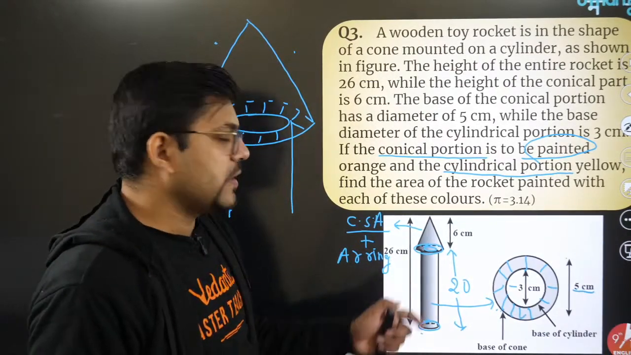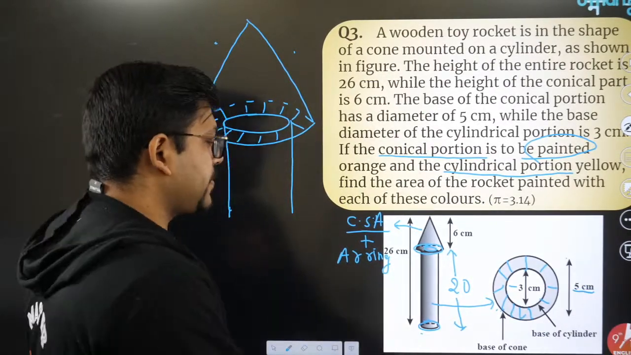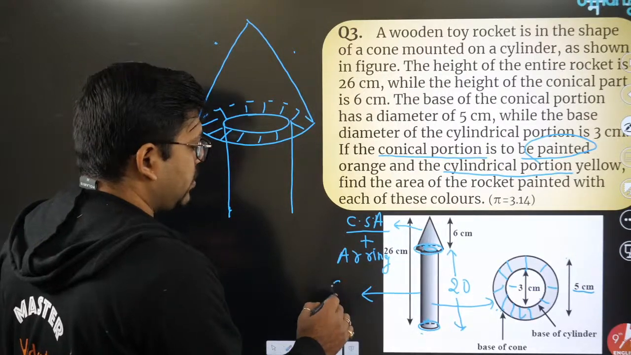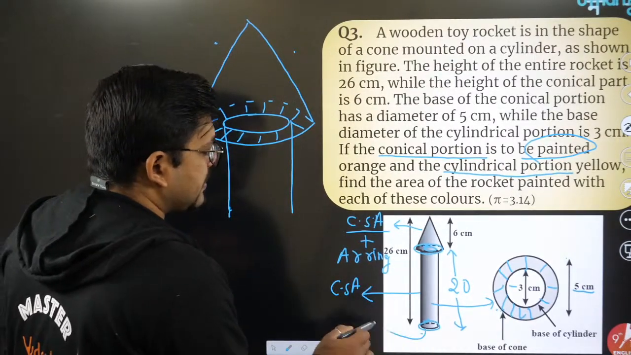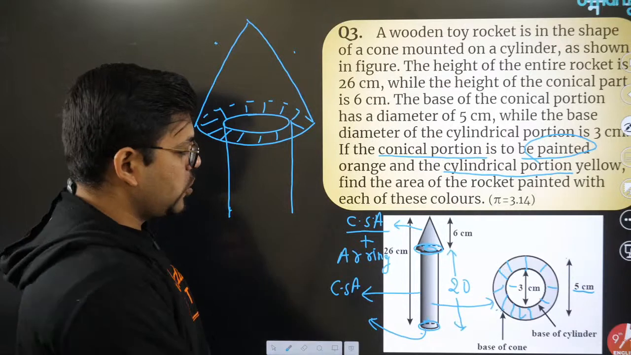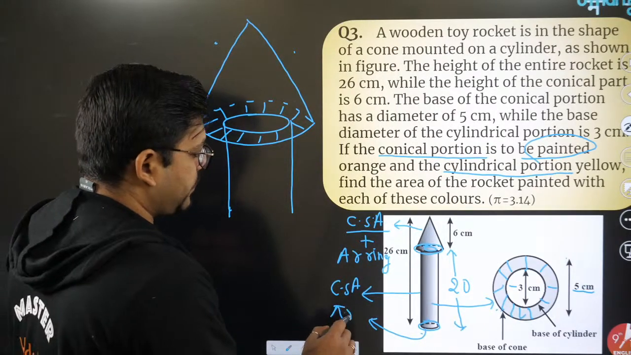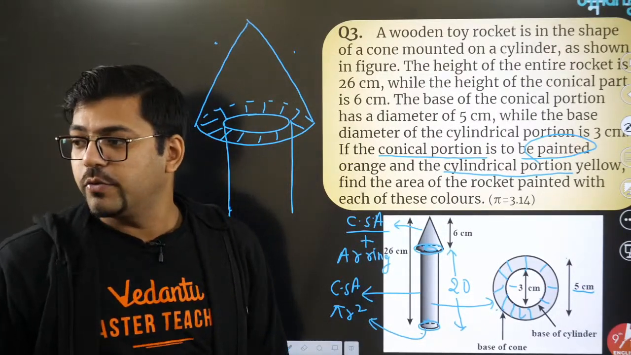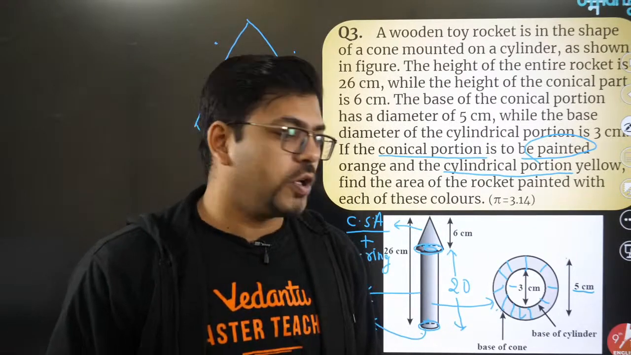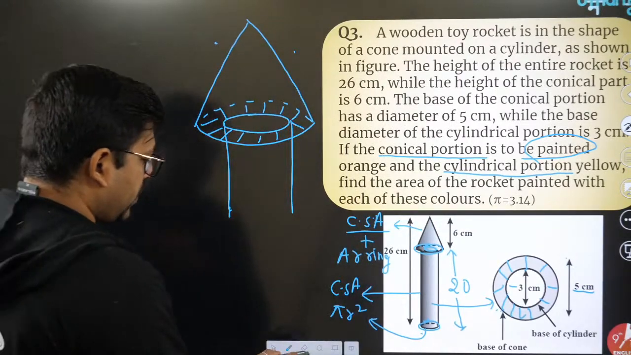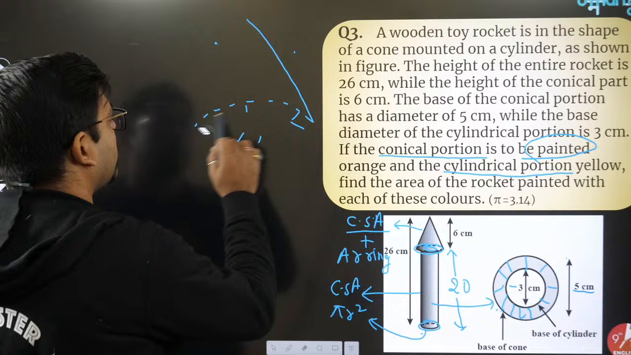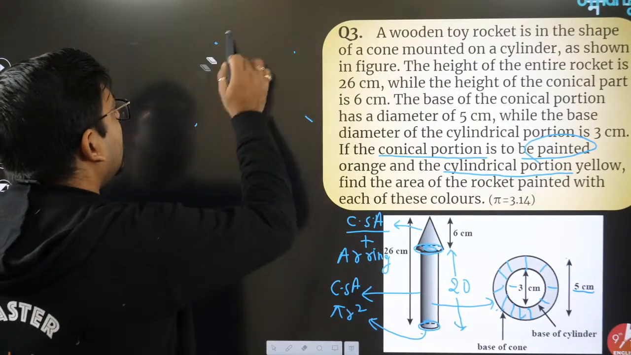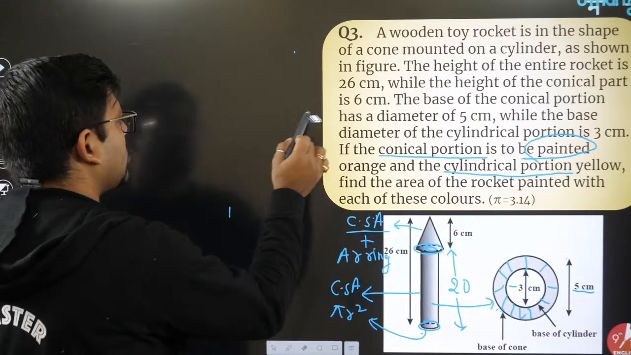Fine. And for the cylinder, what will you do? The cylinder is pretty simple. Curved surface area of the cylinder, CSA of cylinder, plus the area of the base. The area of the base is pi r square. Now you have to solve it. How are you going to solve it? It's not so tough. Let me just show you. So let's solve this.